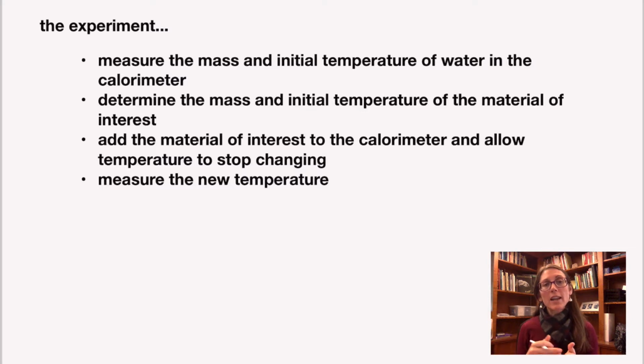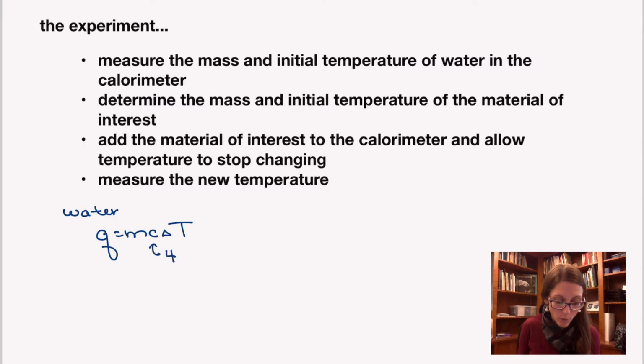What this is going to allow you to do is determine the amount of heat change of the water using the equation Q = mcΔT. And we've seen this equation before. m is your mass, which is why we had to measure it. The specific heat for water we know is 4.18 joules per gram degree Celsius, and then ΔT is the change in temperature.